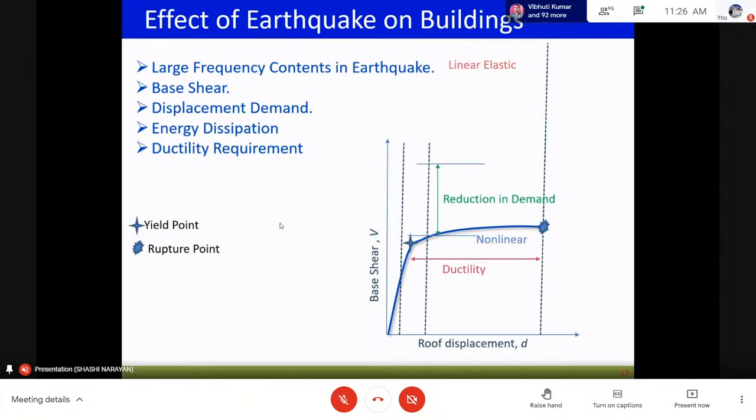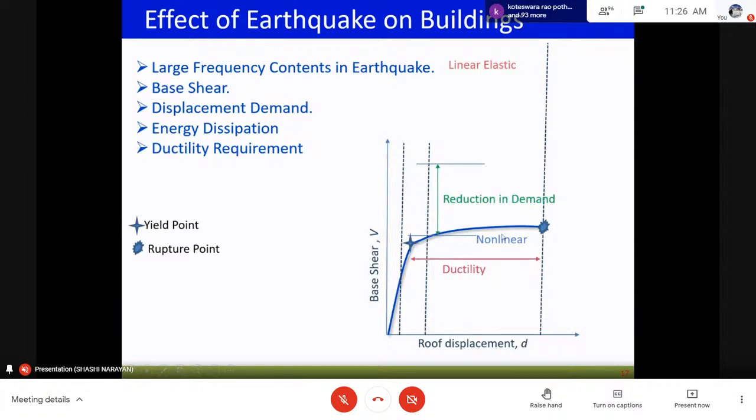We want to take into account the plastic, that is, the non-linear behavior of the structure. Generally we are not assuming the structure to be elastic, but we are assuming it to be non-linear. So for a small demand, the structure is safe. For a medium demand, that is, somewhat more than the elastic limit demand, the structure is still safe. And for very large earthquakes, the structure fails.